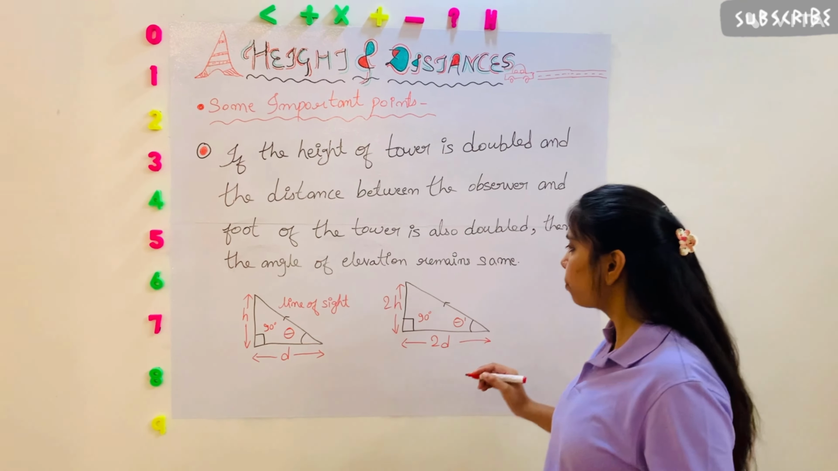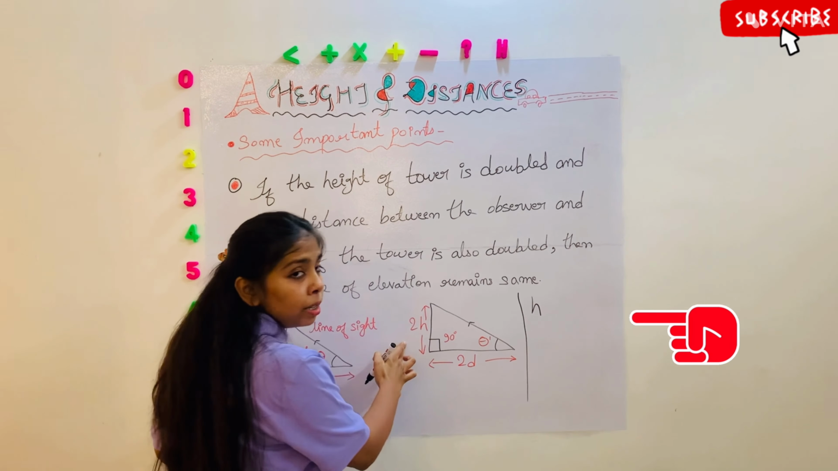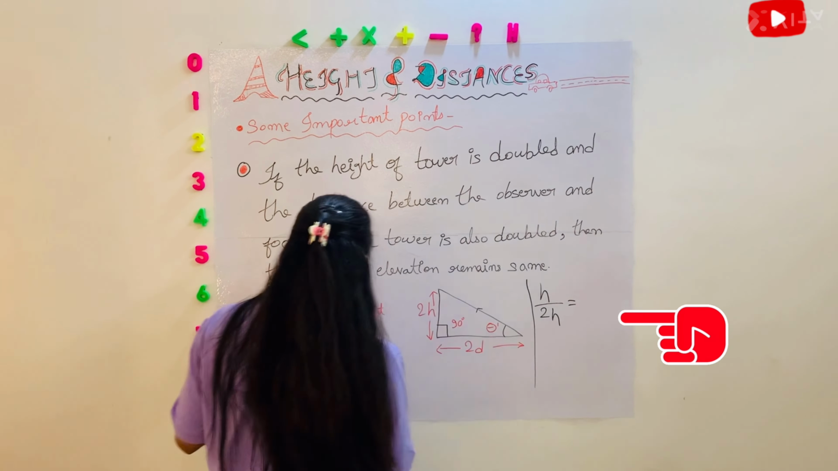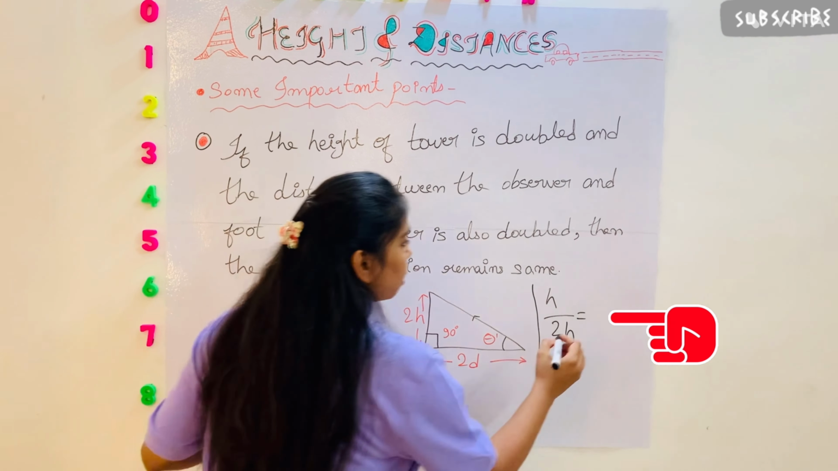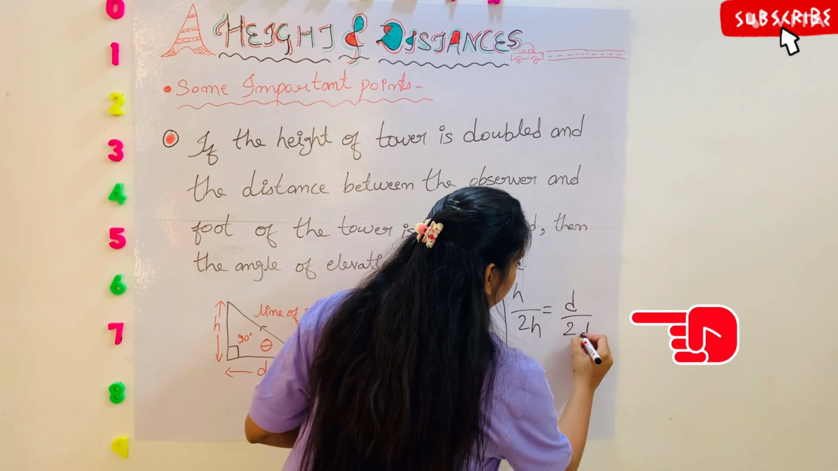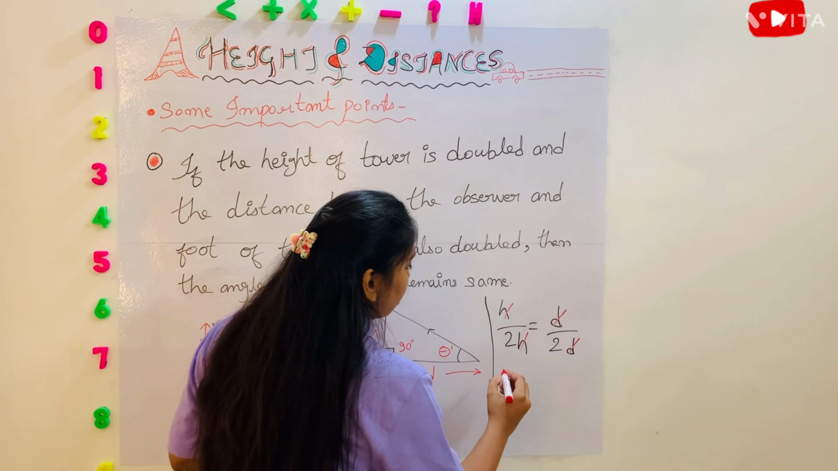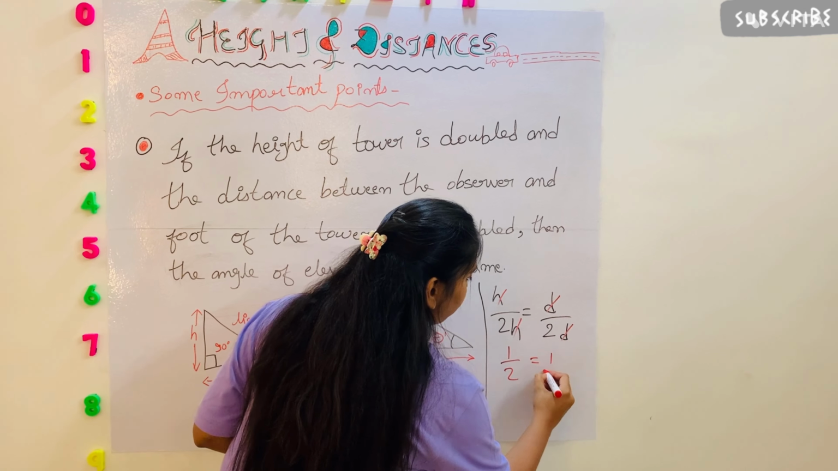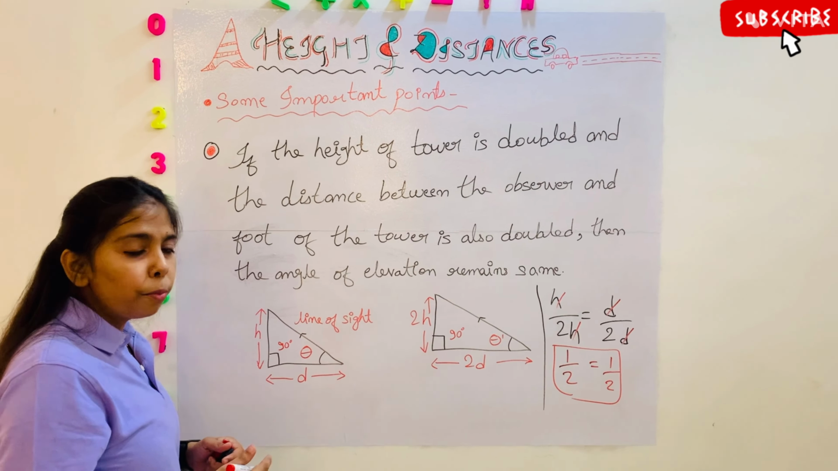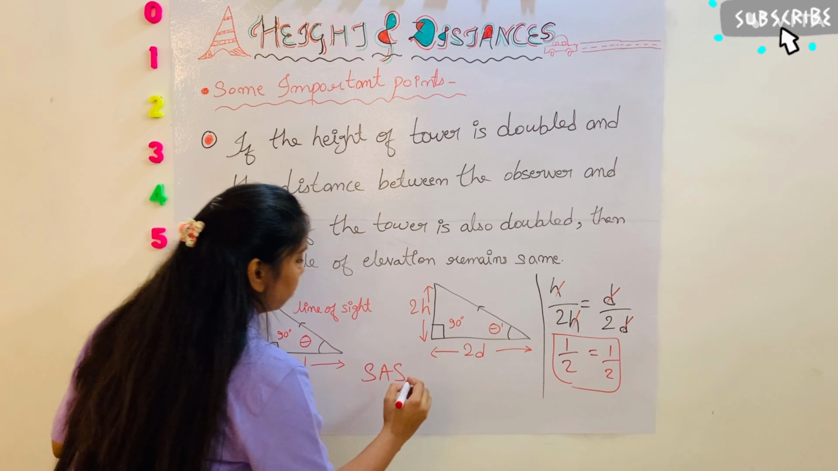Let's see how. In the first triangle, the height is h, and in the second triangle, the height is 2h. That is equal to, in the first triangle, the distance is d, and in the second triangle, the distance is 2d. So h and h are cancelled, here d and d are cancelled. So the ratio is 1 by 2 is equal to 1 by 2. So by the similarity property of SAS, both the triangles are similar.